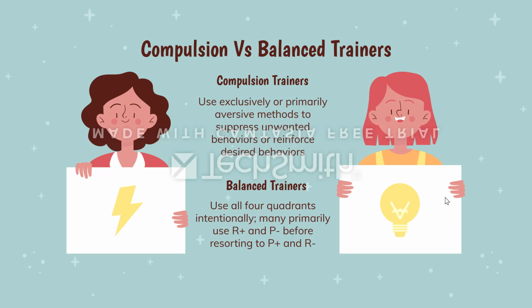Now, let's talk about trainers. So trainers, we have compulsion versus balance trainers. Your compulsion trainers are going to use exclusively or primarily aversive methods to suppress the unwanted behaviors or reinforce the desired behaviors. So these are trainers that are working completely or primarily in positive punishment and negative reinforcement quadrants.